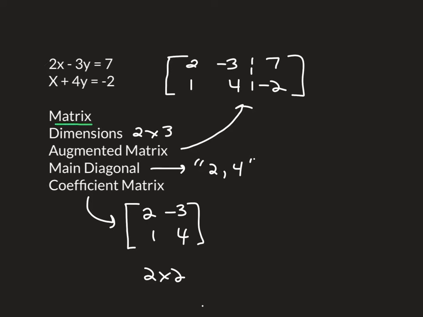All right, a few words here that you really need to know. The first one is just what a matrix is. A matrix is just a rectangular array of numbers. There's one right there, and there's one down here. Those are what a matrix looks like.